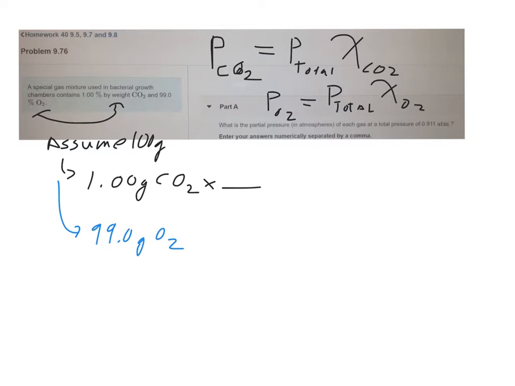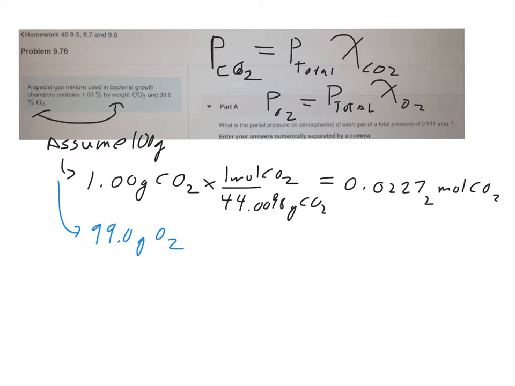So now we just need to figure out the moles of each. For 1 mole of carbon dioxide, I go to my periodic chart: 12.011 plus 2 times 15.9994 is 44.0098 grams, and that gives me 0.02272 moles of carbon dioxide. Not a mole fraction, my moles of carbon dioxide.